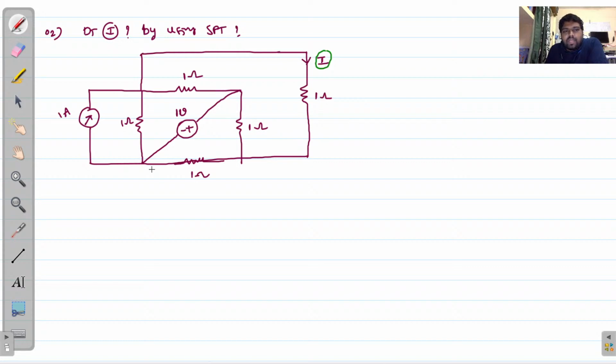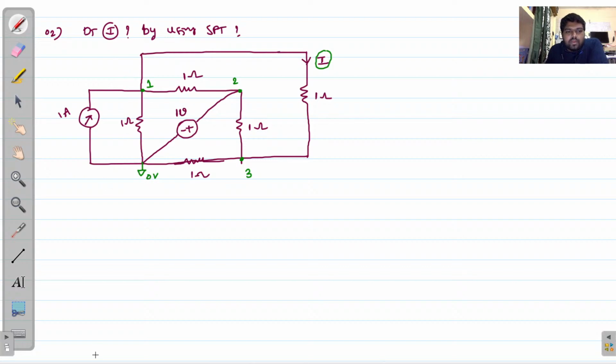So here I am considering the ground node. This is our ground node, 0 volts. This is your first node, this one is your second node, and this one is our third node. Why? Because at this node we have three branches, at this node also we have three branches, and here also we have three branches. So this is ground.